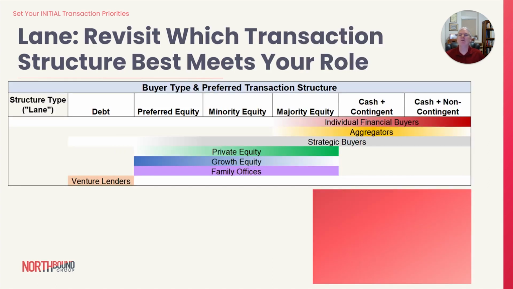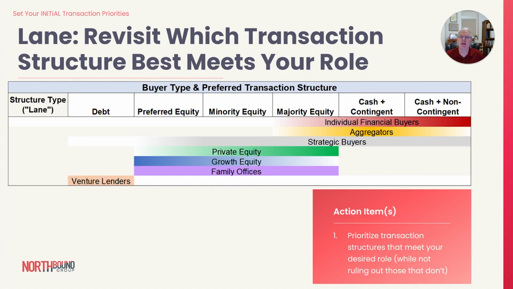Okay, now that we've defined our role, we come back to the topic of lane. Which buyer will tend to want to do my post-acquisition role? So the action item is to go through and prioritize 1 through 6 of which buyer would work best. And for example, if I want to stay on for another year or two after the acquisition to make sure it goes well, I can pretty much rule out row number 6 or column number 6, cash plus non-contingent, because there'd be no incentive for me to do that. Then you've got your role down, you've got your lane down.